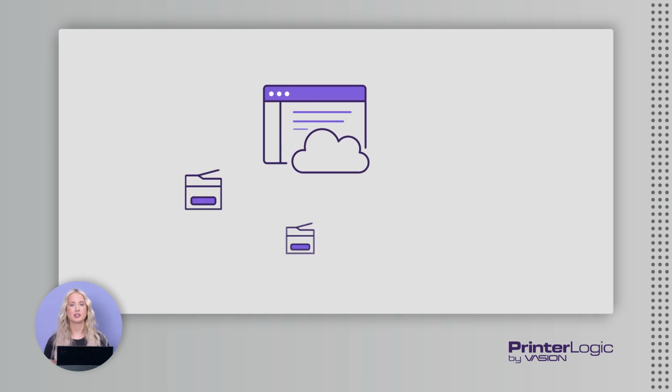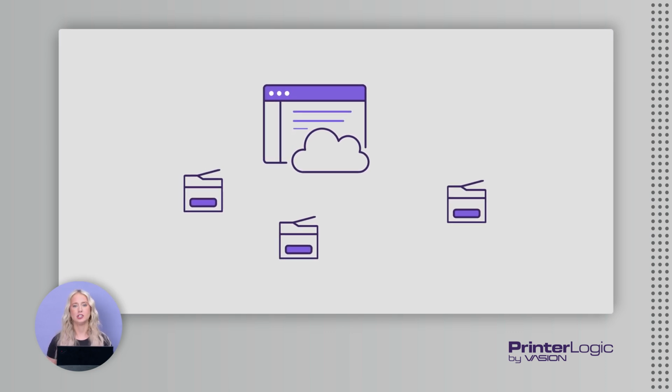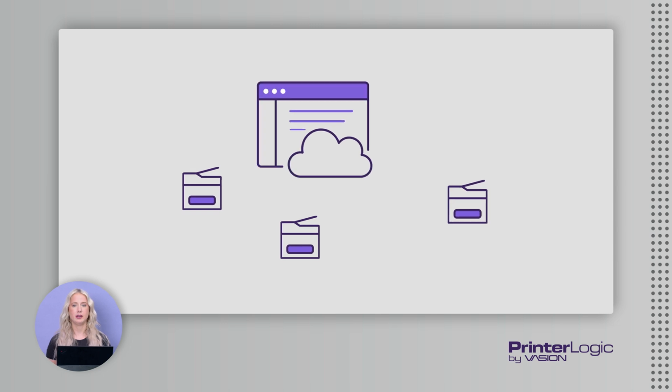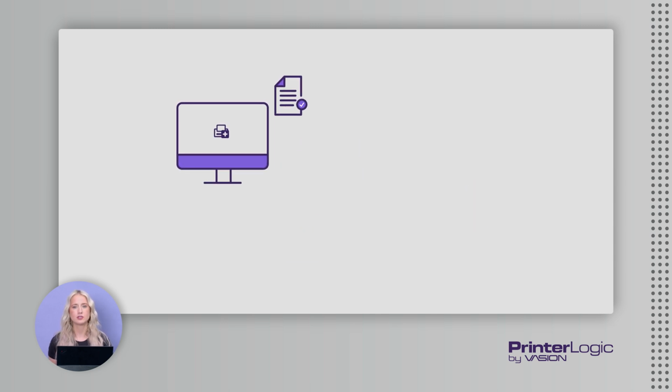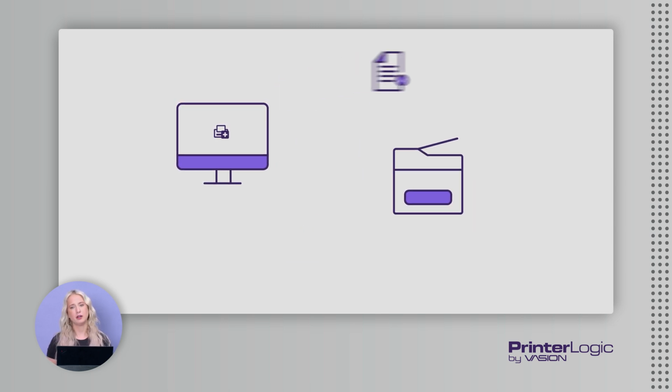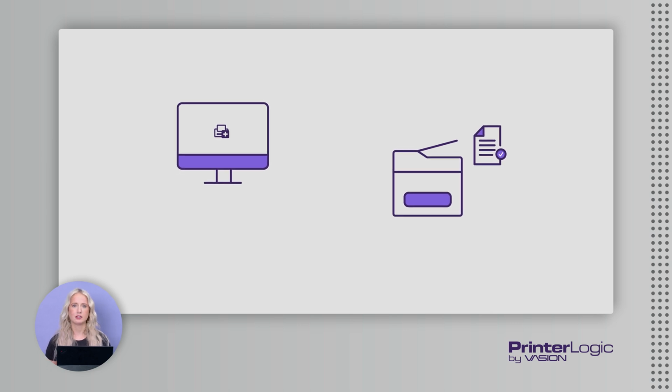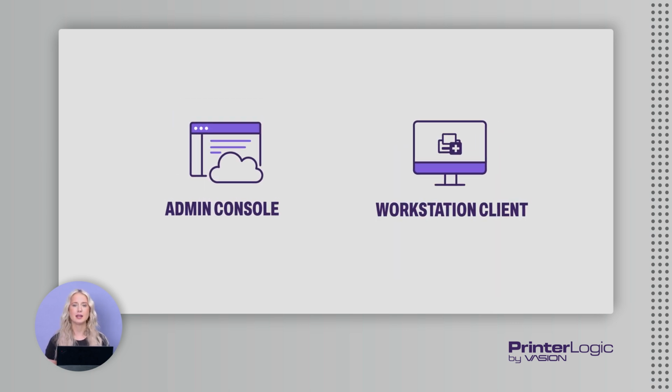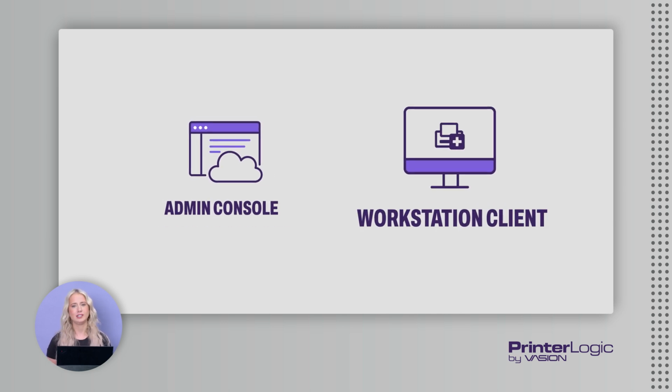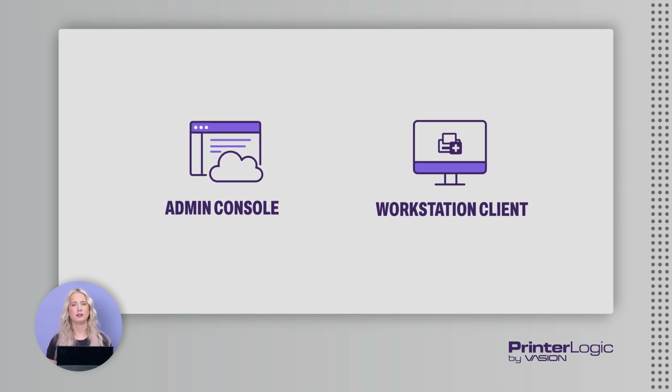PrinterLogic enables you to centralize print management for all of your locations and leverages direct IP printing. All print jobs render on the user's workstations and go directly to the printer, never leaving your company's network. There are two components that enable you to centrally manage direct IP printing, the admin console and the workstation client. Let's talk about how they work.